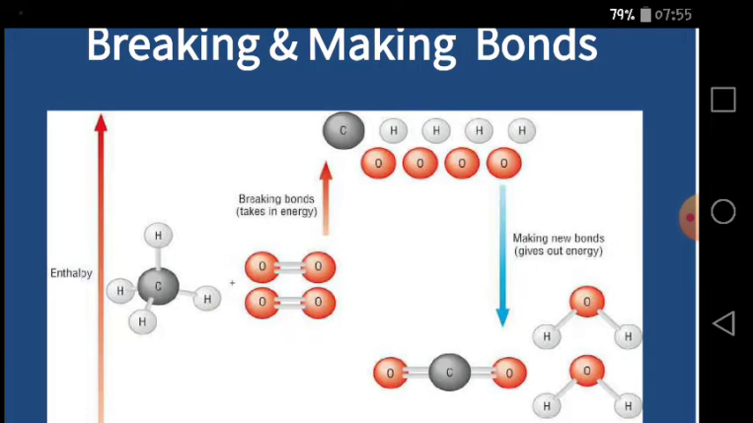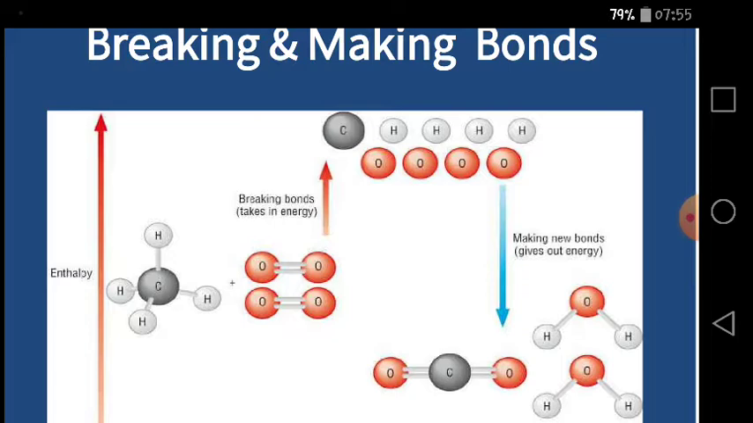In order to understand why internal energy of a system changes and why activation energy is needed, it is necessary to think about what is happening during a chemical reaction. The following equations represent the combustion of methane.